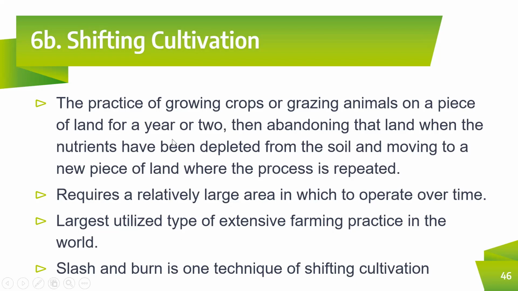So shifting cultivation is located in more tropical climate zones. Agricultural land, again, is identified and then cleared. And again, that whole process. So you'll mainly find this in Southeast Asia, South America, and Sub-Saharan Africa.